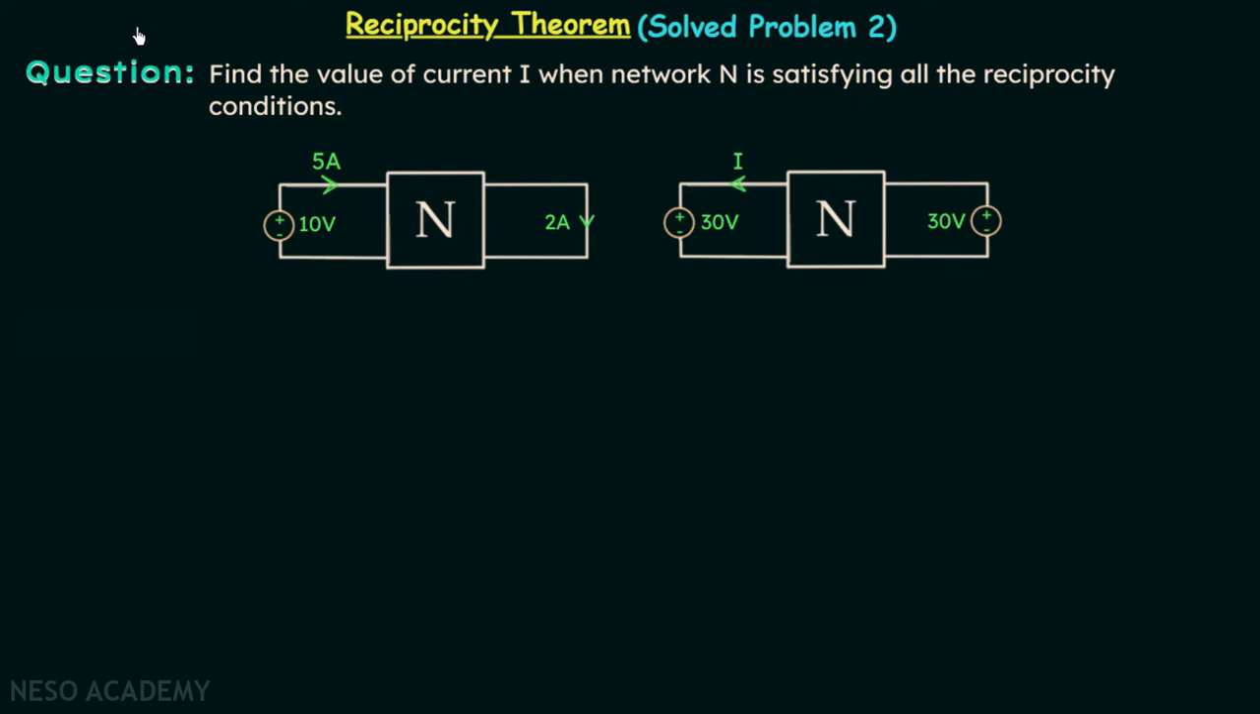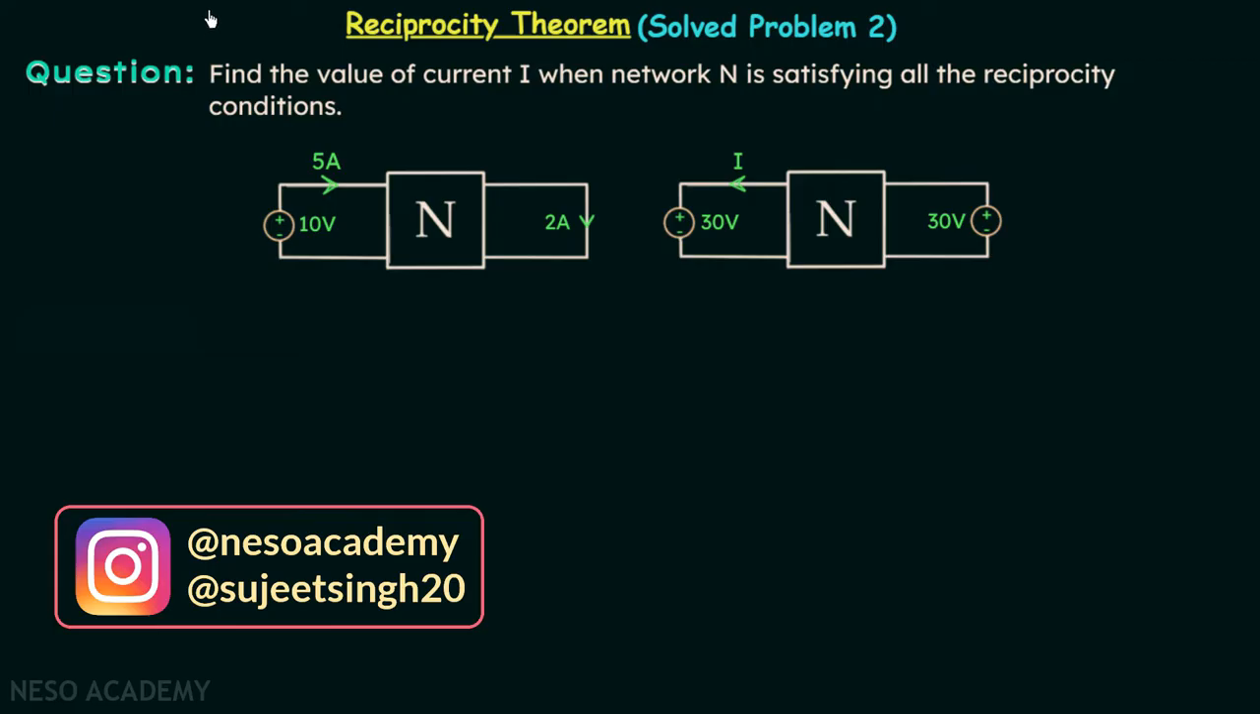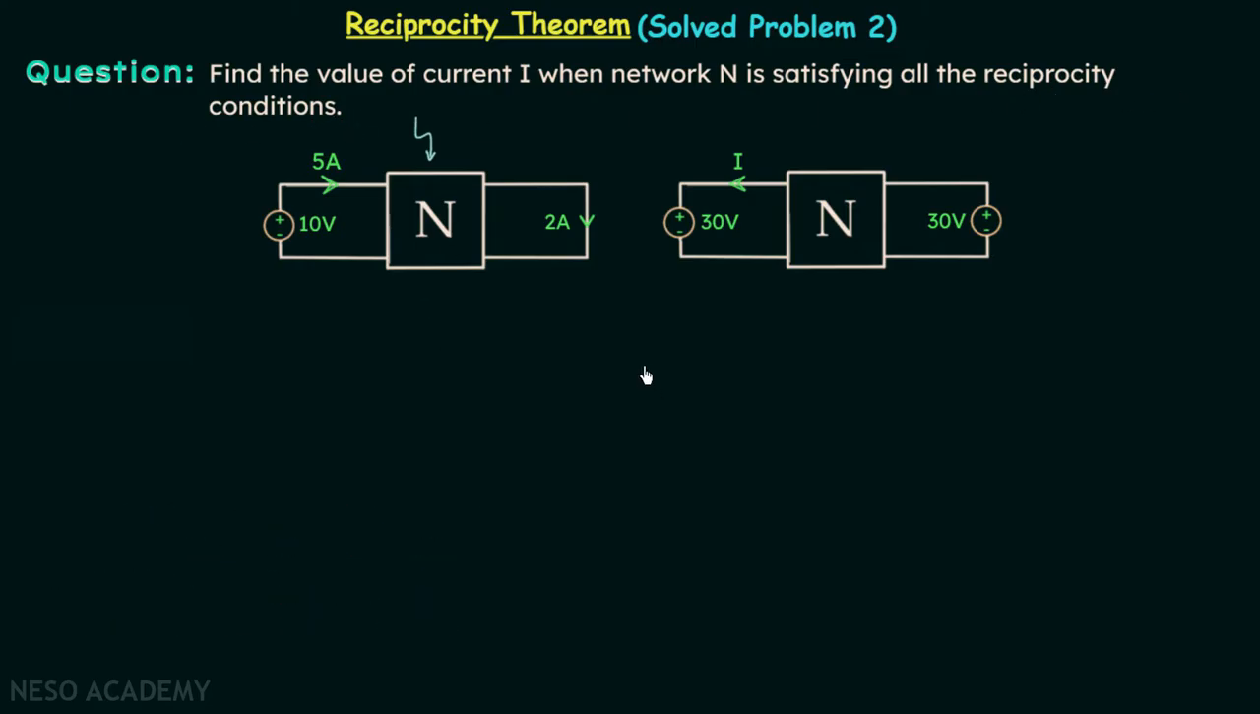In the previous lecture, we solved our problem number 1 on reciprocity theorem. And now, in this presentation, we are going to solve our problem number 2. According to the problem, we need to find the value of current I, this current, when network N is satisfying all the reciprocity conditions. So we have a network N which is satisfying all the reciprocity conditions. Now you are required to find out current I in this question.